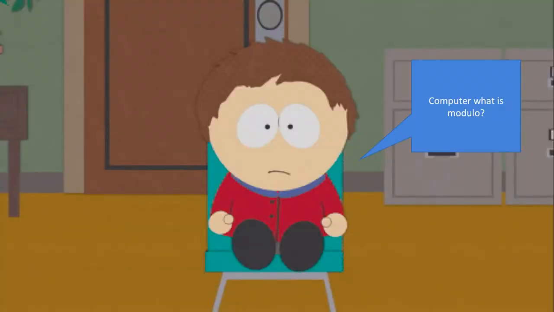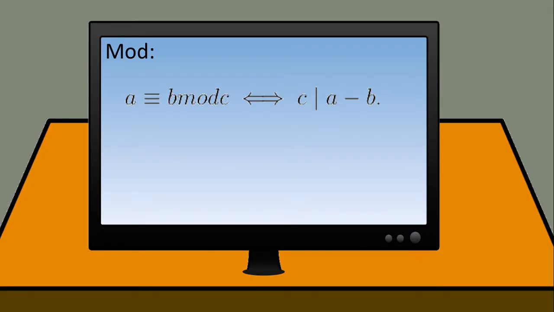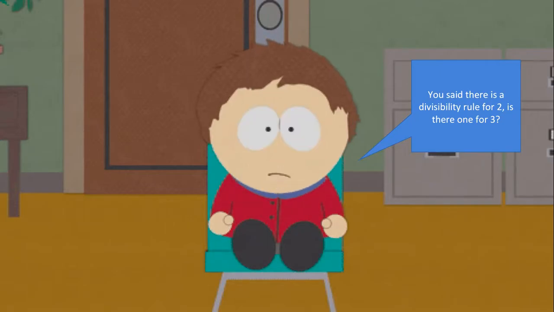2. Computer, what is modulo? Note: A is congruent to B mod C means that C is a factor of A minus B. You said there's a divisibility rule for 2, is there one for 3?